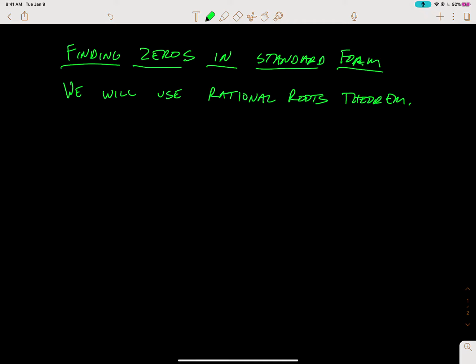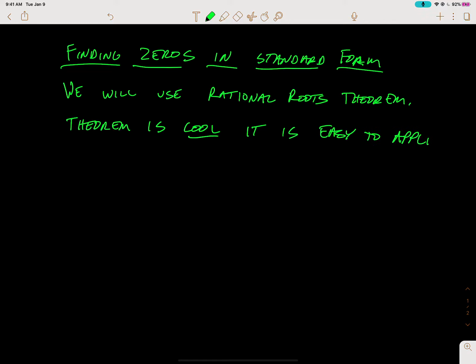And I'm not going to tell you what that theorem is right now. We're going to do that at the end of this lesson. I do want to tell you that this theorem can be super cool because it is easy to apply and use. So that's what makes it pretty cool. It's easy to do. I can come up with the answers pretty quickly to what it's trying to tell me.